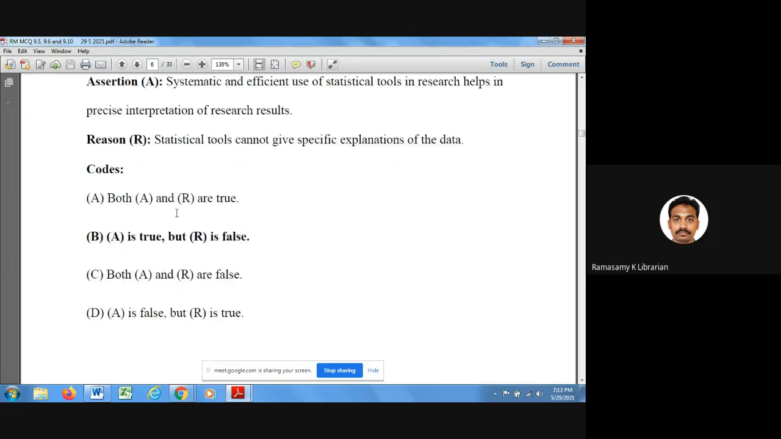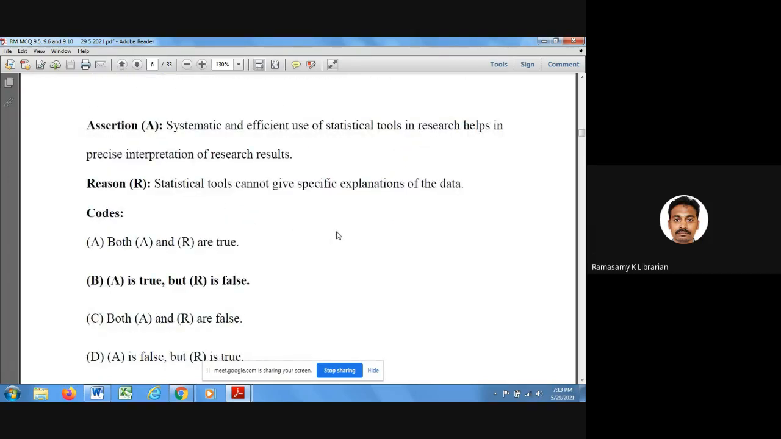Okay, fine. Next one, systematic and efficient use of statistical tools in research helps in precise interpretation of research results. That is true. So if you are able to use the available statistical tools very systematically and efficiently, then you will be able to exactly interpret your research results. So A is true. What about R? Statistical tools cannot give specific explanations of the data. So this is false, because we use statistical tools only for the purpose of very specifically explaining the data we have collected. So A is true, but R is false.